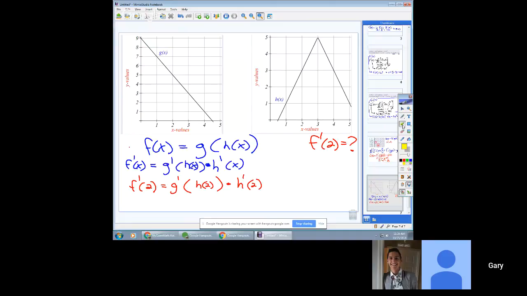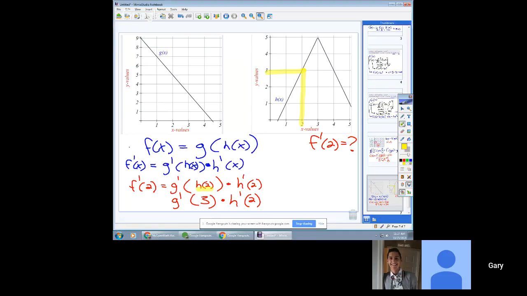I'm going to start off, there's a highlighter. I got to figure out that first. What's h of 2? So I look over at h here. H of 2 is 3. Once I get that, I can fill it in. That's a 3. So now I need to go and figure out what g prime of 3 is. And I also need to find h prime of 2.